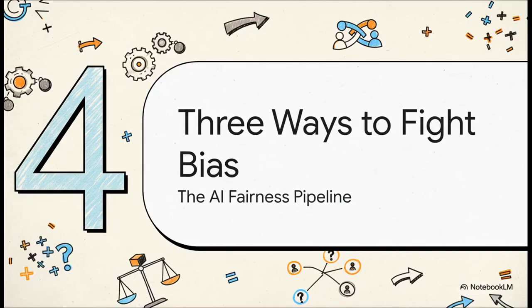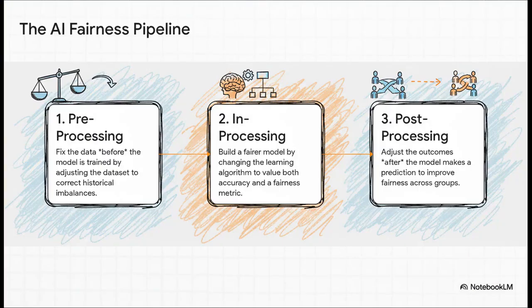Okay, so we found the bias, we've put a number on it. Now what? How do we actually fix this stuff? That brings us to what you can think of as the AI fairness pipeline, the 3 main ways to fight back against bias. You can think of this like building a house. You've got 3 different stages where you can intervene. First is pre-processing. This is all about the foundation, the data itself. Before the model even sees it, you go in and try to fix historical imbalances.